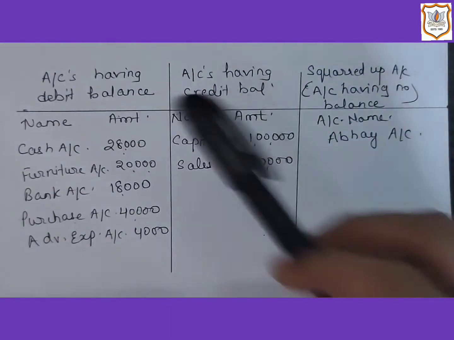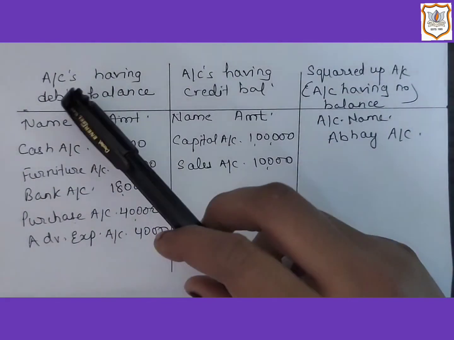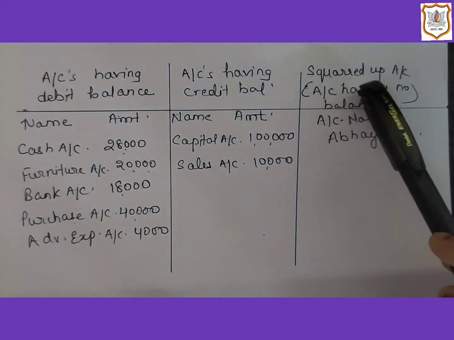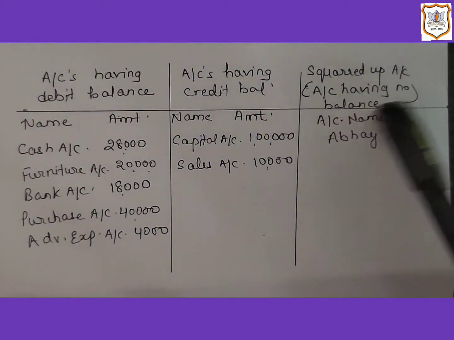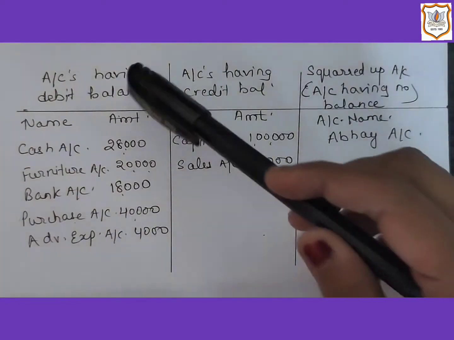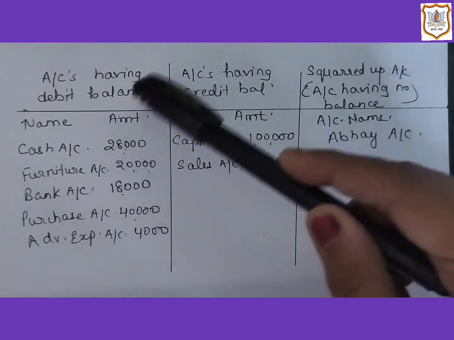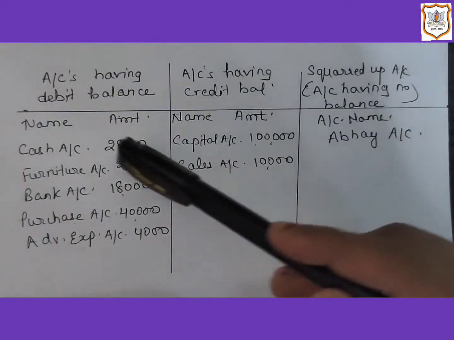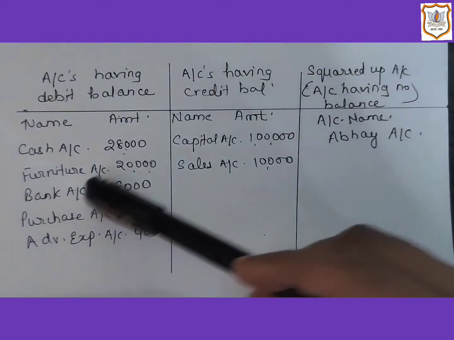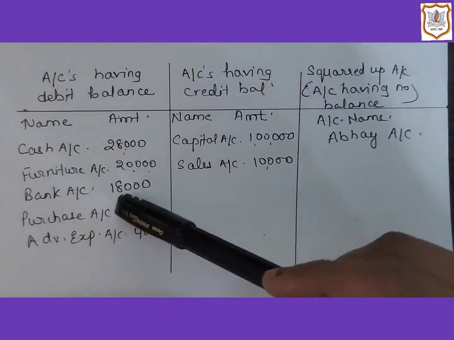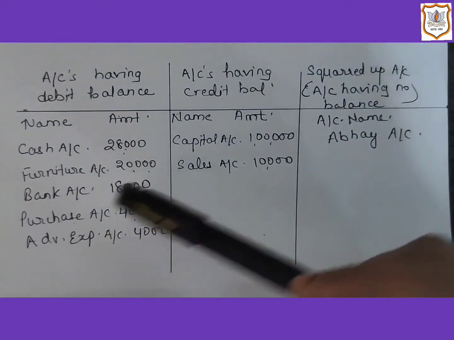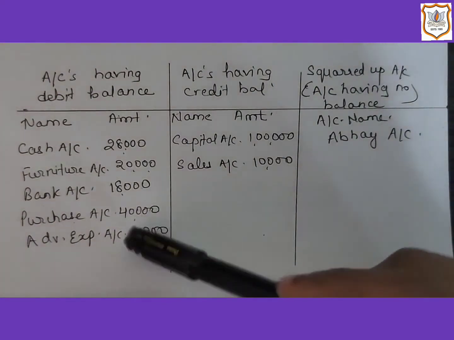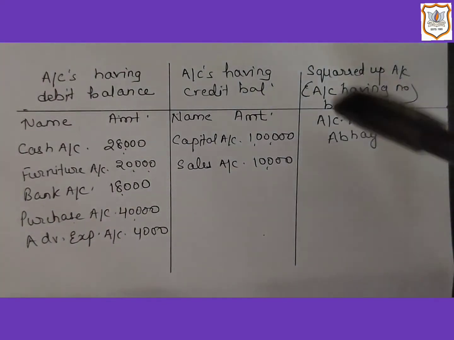First, we will make 3 columns. The first one is accounts having debit balance, then accounts having credit balance, then squared up accounts, that means accounts having no balance. So under the category of accounts having debit balance, we have cash account, amount 28,000, furniture account, amount 20,000, bank account, amount 18,000, purchase account, amount 40,000, then advertisement expense account, amount 4,000.